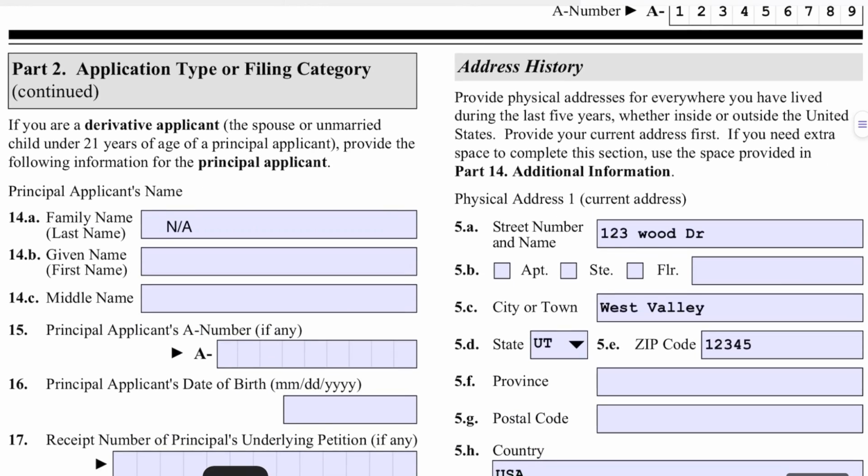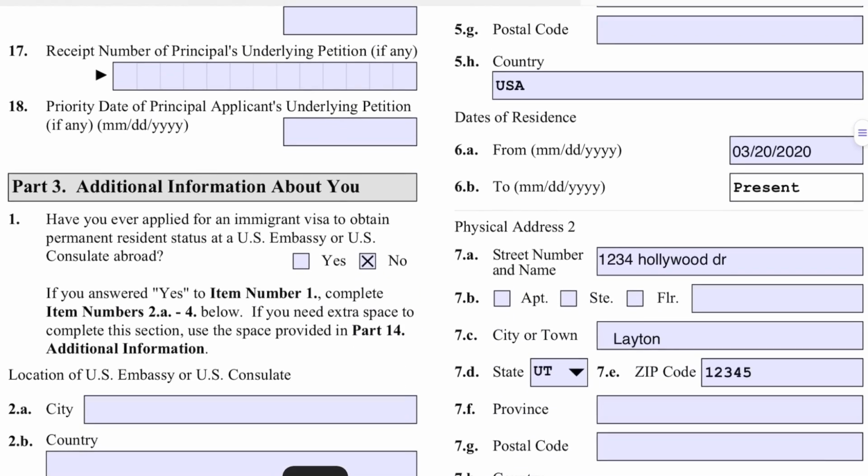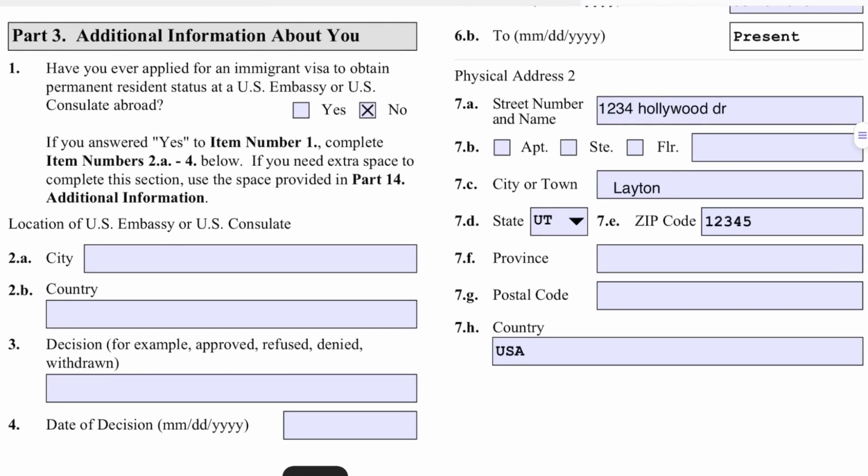And then part 2, continuation, application type or filing category. If you are a derivative applicant, this doesn't apply to us because we are not the derivative applicant, we are the fiancé. So the principal applicant's name, leave this one blank because we are the principal applicant. And then part 3, additional information about you.